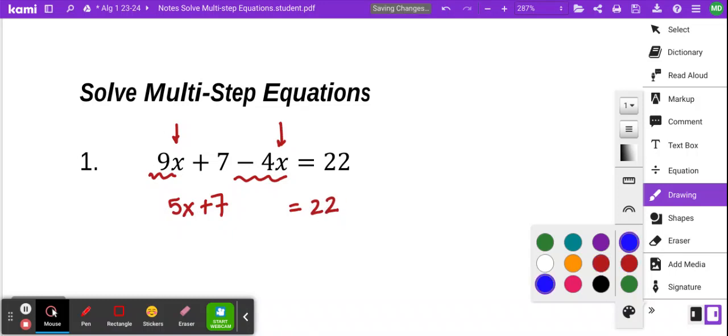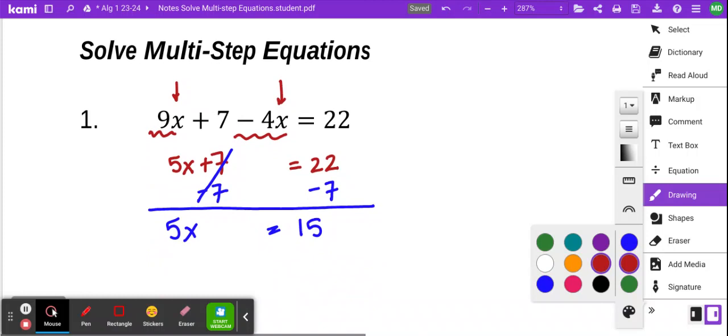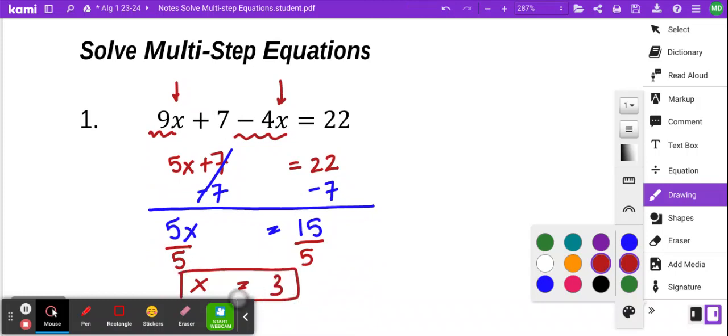We're still trying to get our x by itself. This is a two-step equation. Undo addition with subtraction. We're left with 5x is equal to our 15. And now we have a one-step equation. Get our variable by itself and do that multiplication with some division. So x is equal to 3 is your final answer.